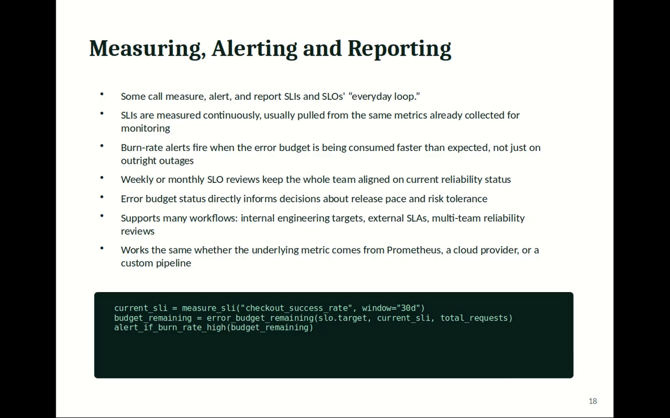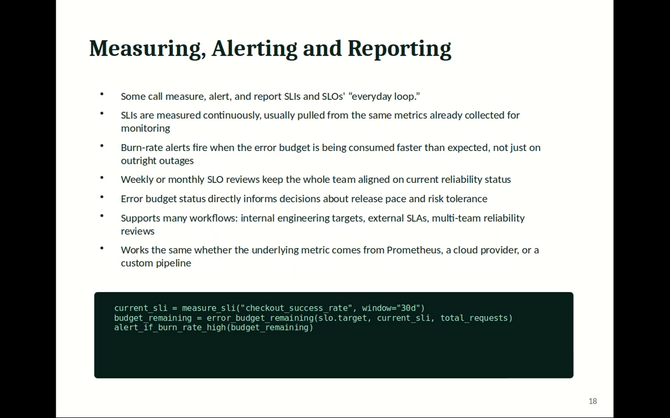Basic workflow: measuring, alerting, and reporting. Some call measure, alert, and report the SLI and SLO everyday loop. SLIs are measured continuously, usually pulled from the same metrics already collected for monitoring. Burn rate alerts fire when the error budget is being consumed faster than expected, not just on outright outages. Weekly or monthly SLO reviews keep the whole team aligned on current reliability status.